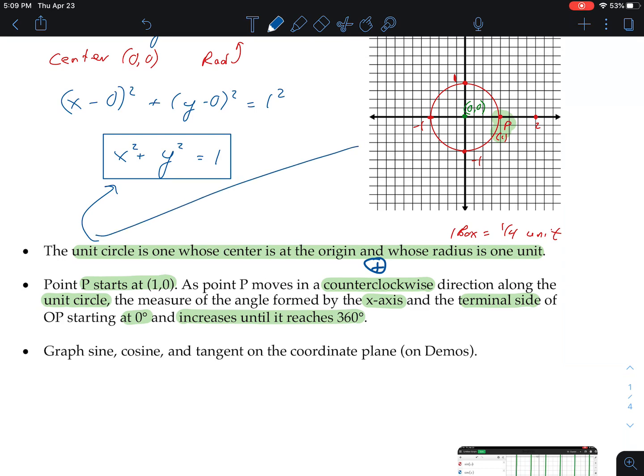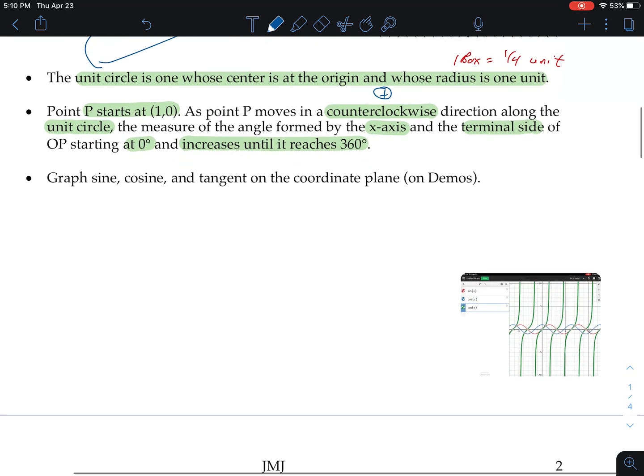There's my equation of a unit circle. There's my picture of a unit circle. Okay, great. What does this mean? How does this relate to what we're doing? Well, let's look at some graphs.